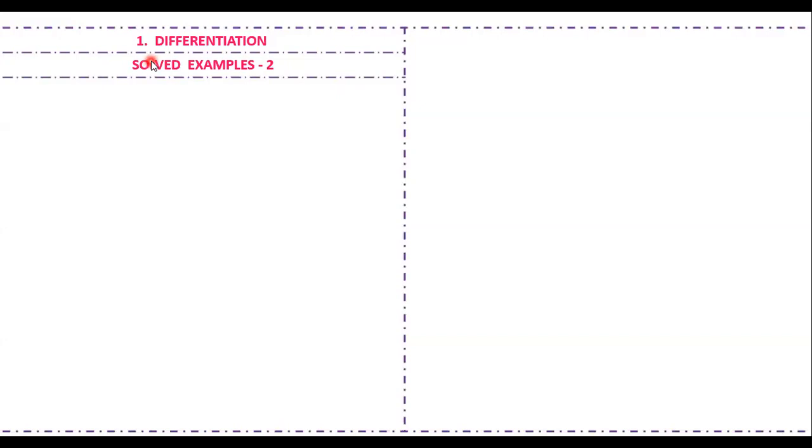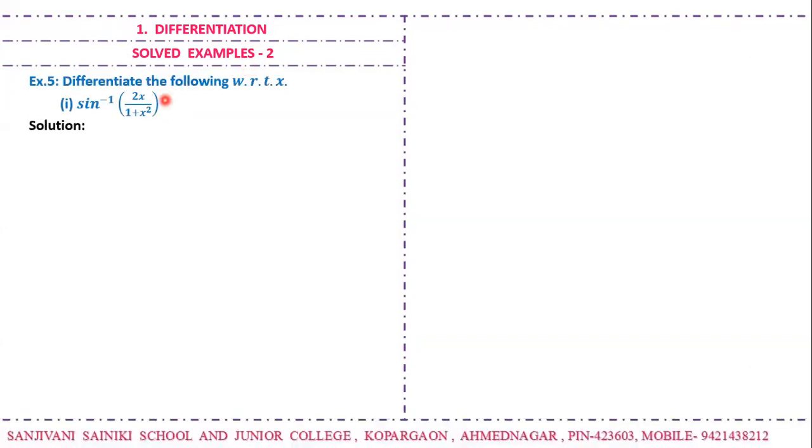Today we will continue the lecture with solved examples on inverse trigonometric functions, derivatives of inverse trigonometric functions. In that, the next example is: differentiate the following with respect to x, sine inverse of 2x upon 1 plus x square. So let y is equal to sine inverse of 2x upon 1 plus x square.